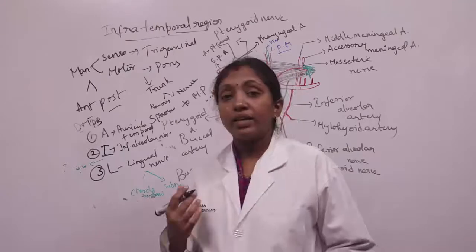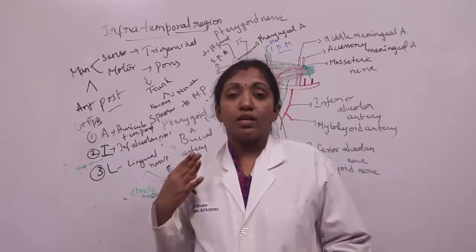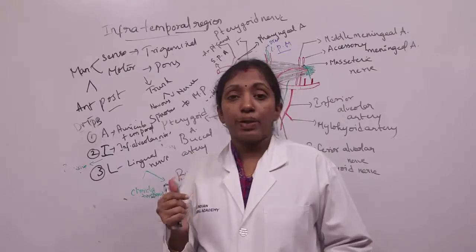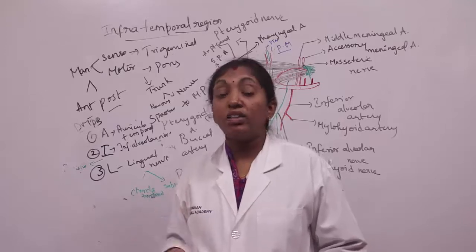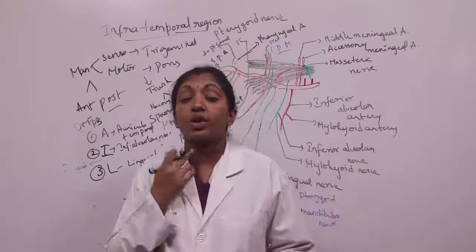And inferior alveolar nerve supplies the mucous membrane of the adjoining gums of the premolar, molar, incisive, and canine teeth. And it also gives mental nerve, which supplies the skin over the chin.